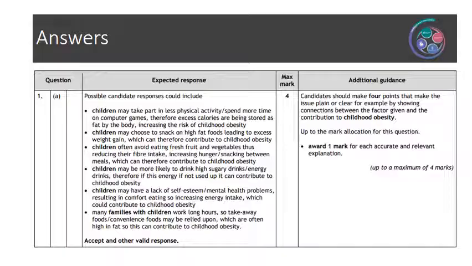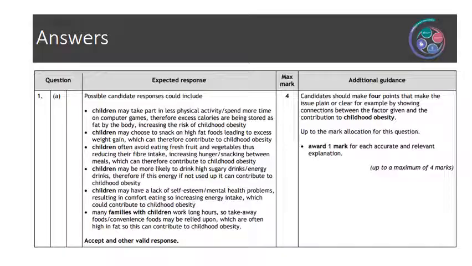Second point, children may choose to snack on high-fat foods, leading to excess weight gain, which can therefore contribute to childhood obesity. Third point, children often avoid eating fresh fruit and vegetables, thus reducing their fibre intake, increasing hunger or snacking in between meals, which can therefore contribute to childhood obesity. Fourth point, children may be more likely to drink high sugary drinks or energy drinks. Therefore, if this energy is not used up, it can contribute to childhood obesity.